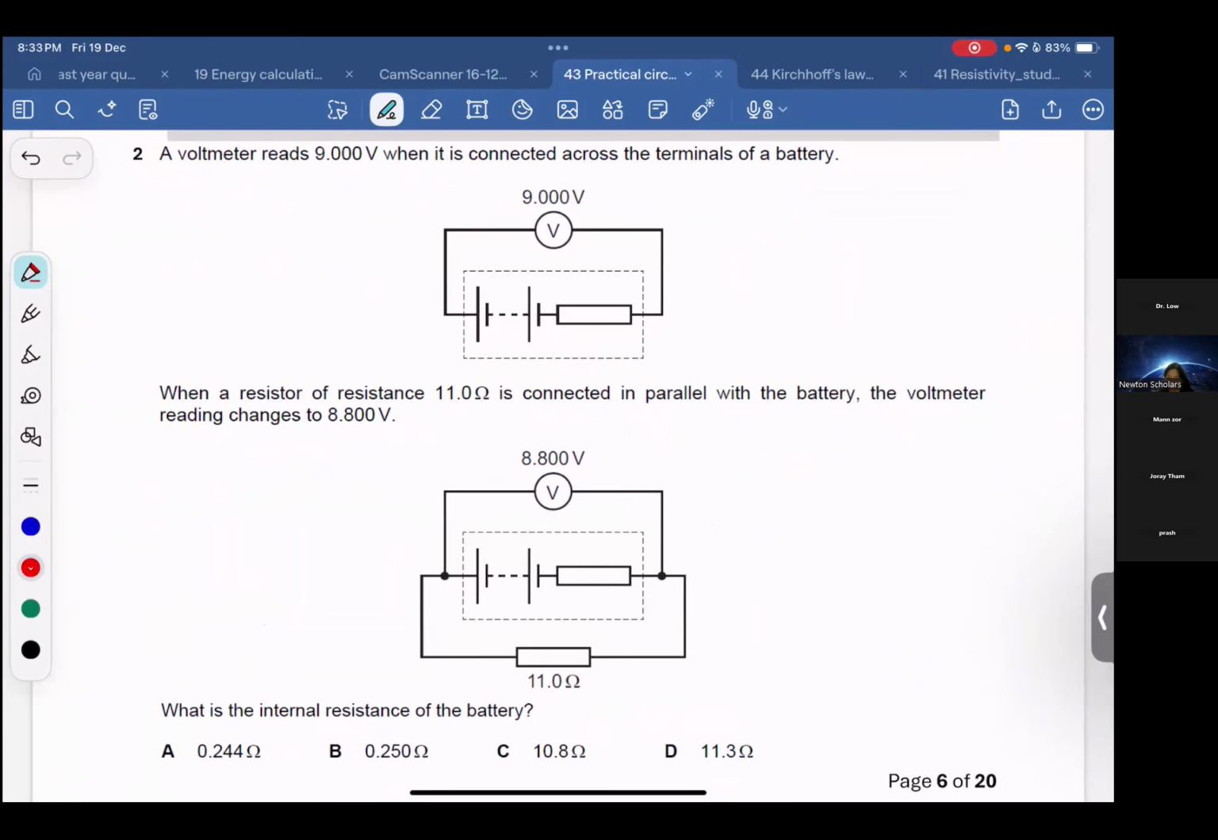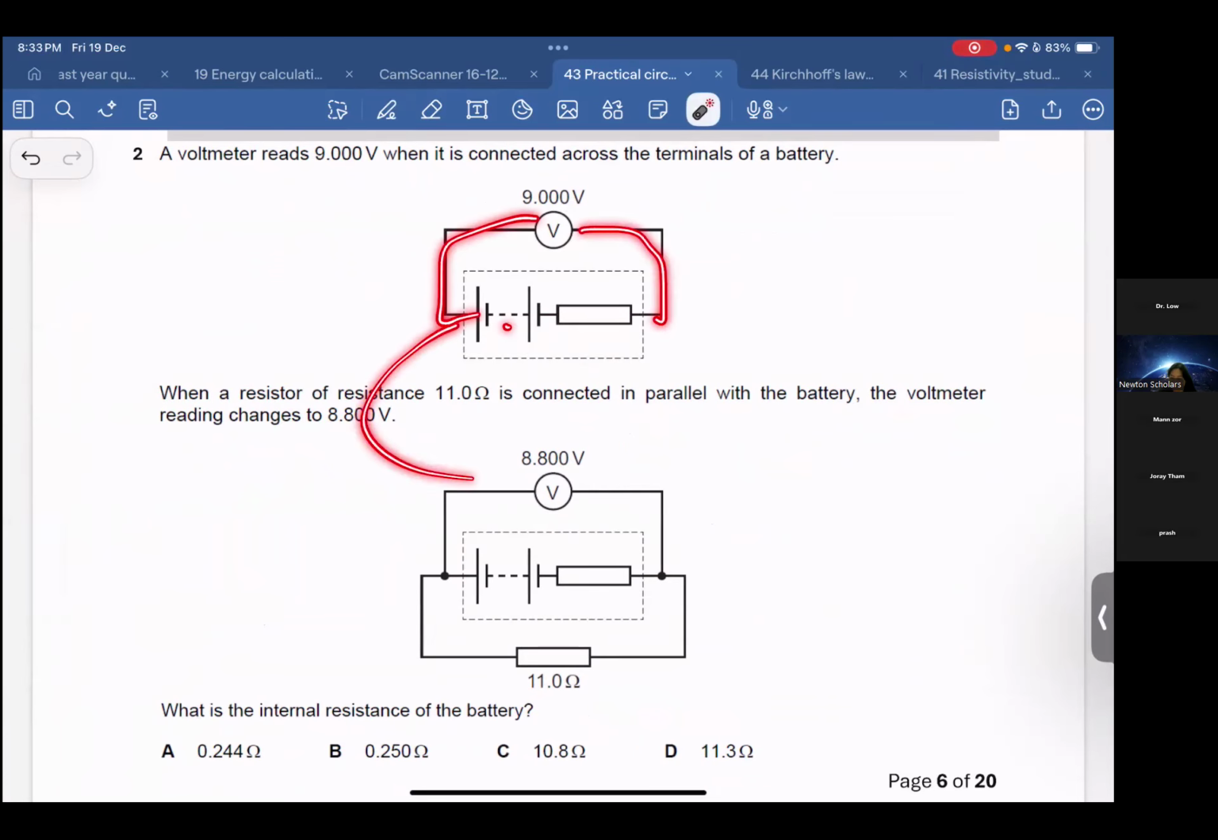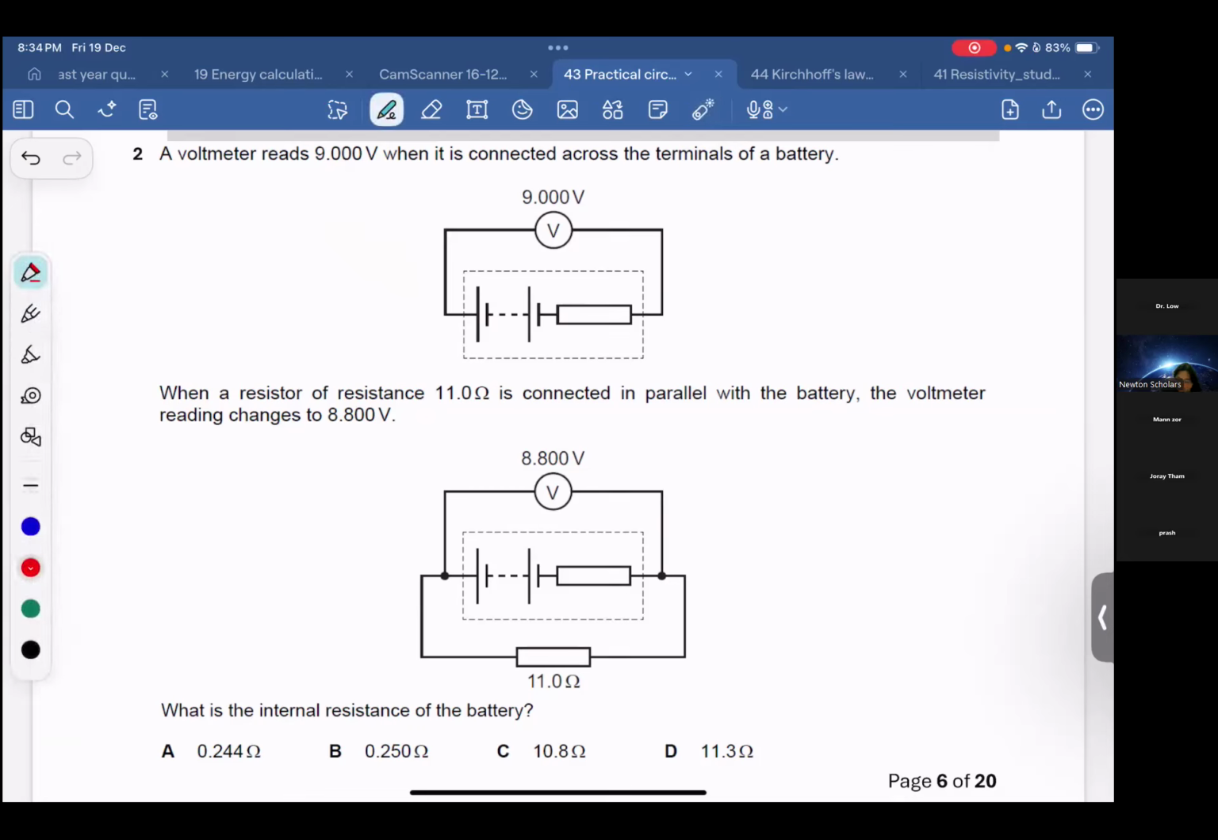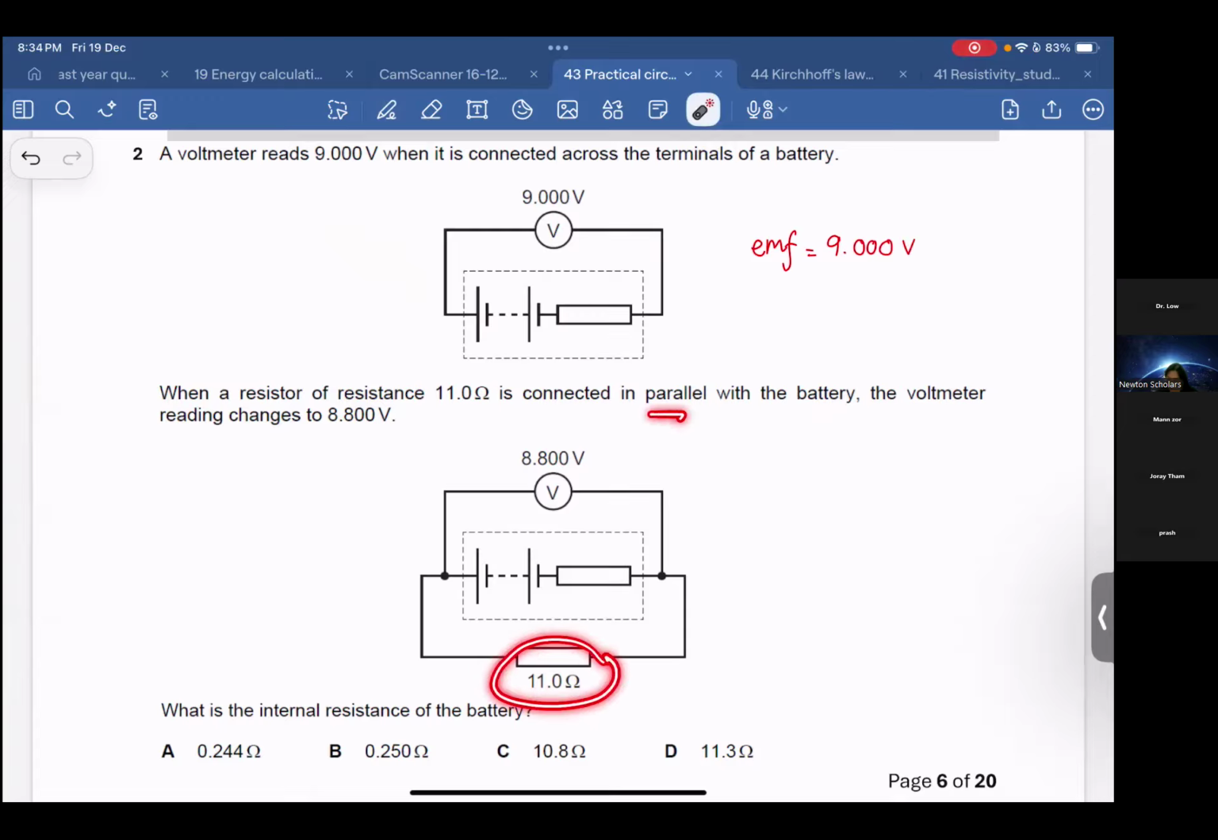A voltmeter reads 9.000 volt when it is connected across the terminals of a battery. So they only connect to the battery, there is no other component here. So this is exactly measuring the EMF. I write here first: EMF is 9.000 volt. When a resistor of resistance 11 ohm is connected in parallel with the battery, the circuit is like this. So this is the circuit, and the voltmeter is here. The voltmeter reading changed to 8.800 volt.